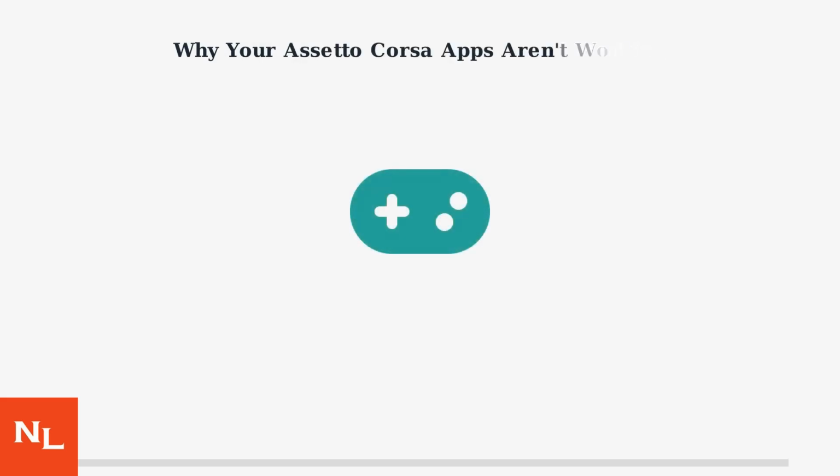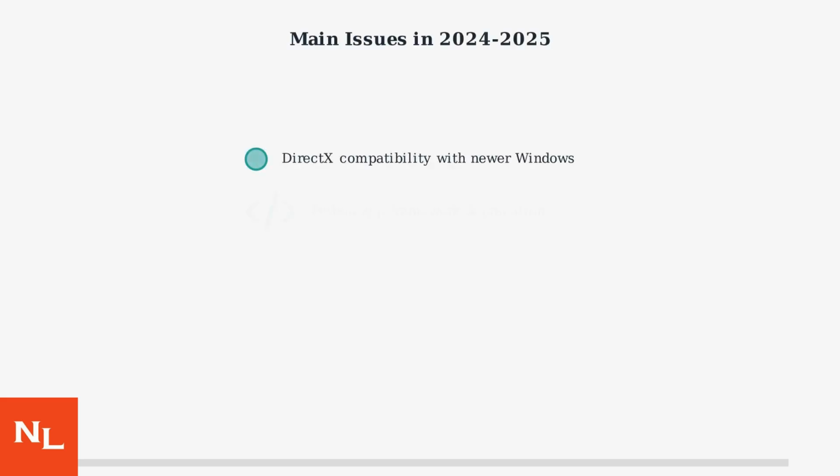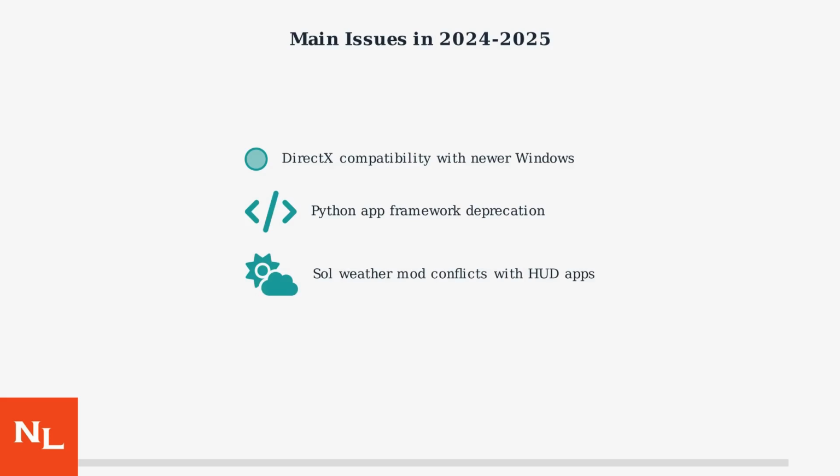Assetto Corsa apps and HUD overlays can fail for several reasons, especially given the game's age and continuous updates to supporting software. Understanding these issues is crucial for getting your mods working properly. The main issues in 2024 and 2025 include DirectX compatibility problems with newer Windows versions, deprecation of the Python app framework affecting older overlay mods, and conflicts between popular mods like Sol Weather and certain HUD applications.